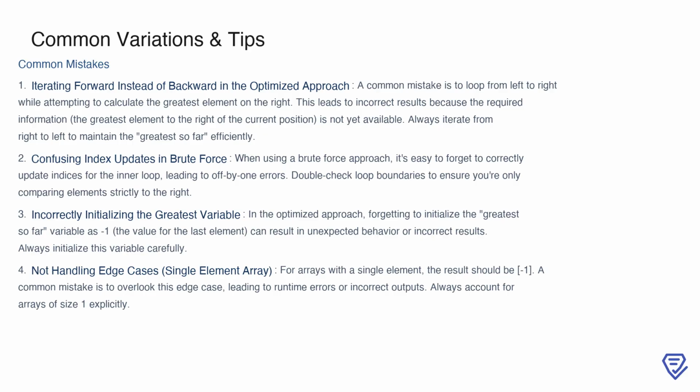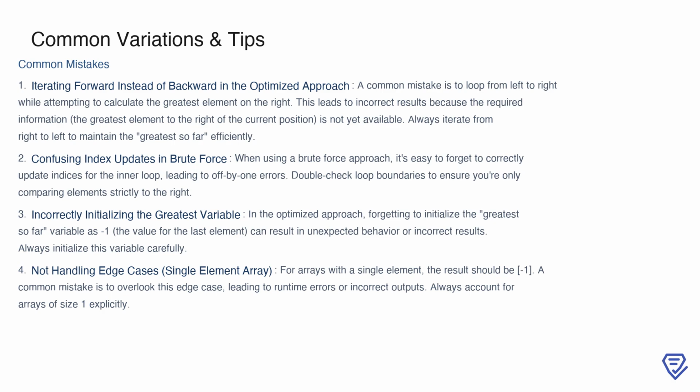Iterating forward, or from left to right, will result in incorrect answers because the greatest element to the right of the current position hasn't been processed yet. Next, in the brute force method, it's easy to get tripped up by off-by-one errors in the inner loop. Always double-check your loop boundaries to ensure that you are comparing only the elements strictly to the right of the current position. Another common oversight is forgetting to initialize the greatest so far variable correctly in the optimized approach.